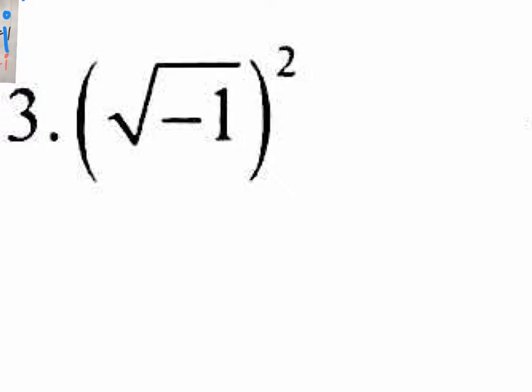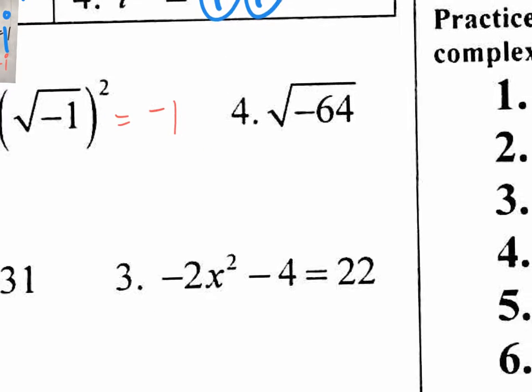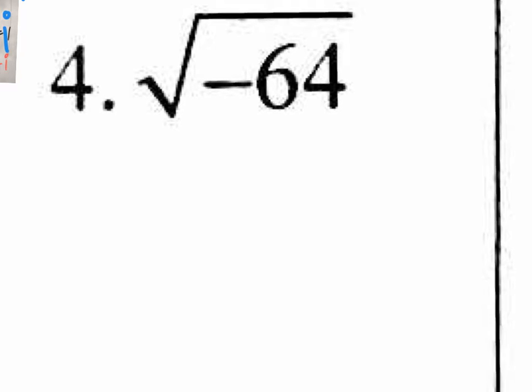Now right here, what's the answer? Negative 1. You could think of this 2 different ways. You could say, oh, this is really i, and i squared is negative 1. Or you could say that the square root and the square eliminate themselves, and that's your answer, negative 1. How about number 4?